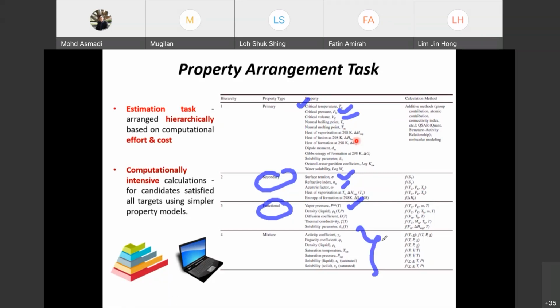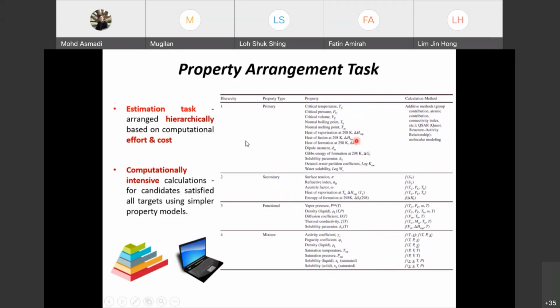From this, until the end, maybe down to 100 candidates or 50 candidates, you can then simplify and do the verification by experiment and also simulation. Of course you will do the simulation. So that is the hierarchy.